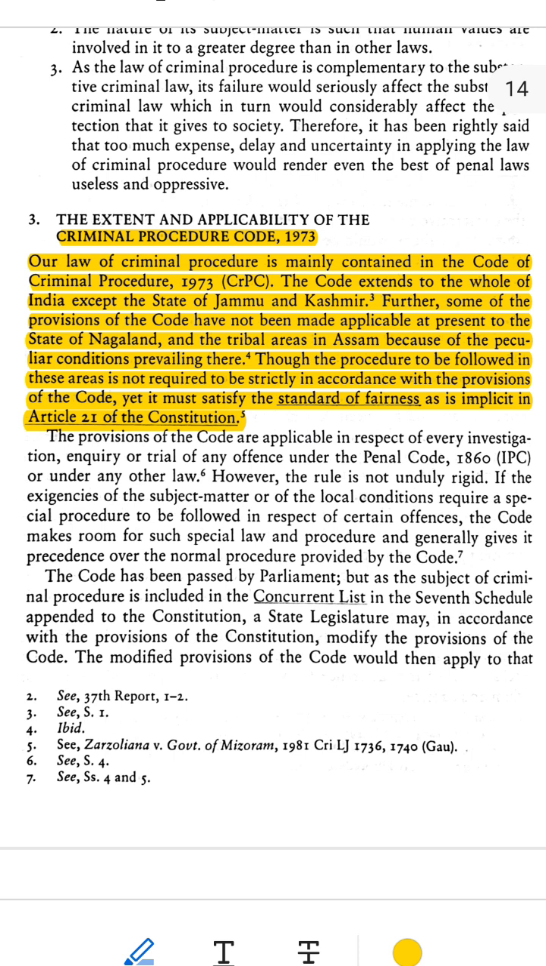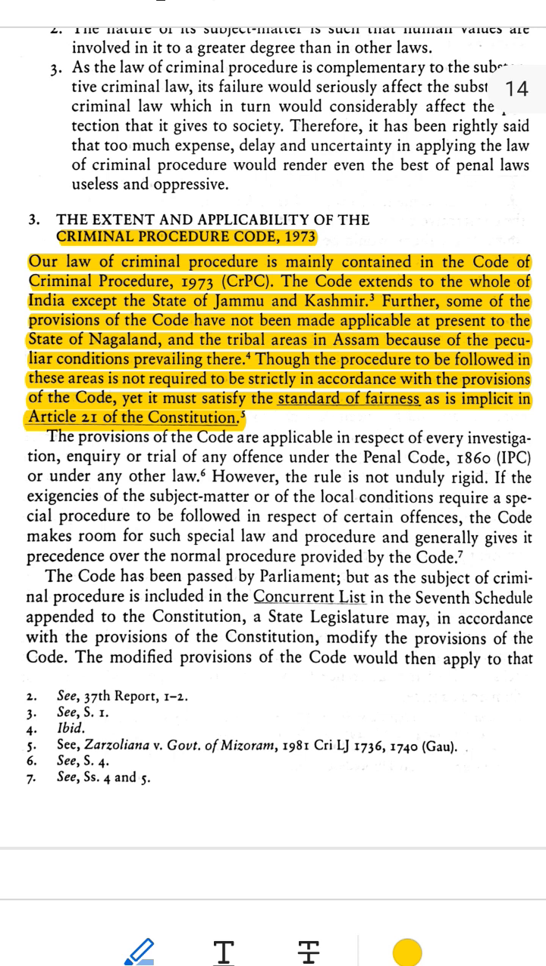Example, think of areas with different customs, like maybe some villages follow their own unique ways of solving disputes. The law doesn't force one size fits all. It respects local ways. Sentence: Though the procedure to be followed in these areas is not required to be strictly in accordance with the provisions of the code, yet it must satisfy the standard of fairness as is implicit in Article 21 of the Constitution.